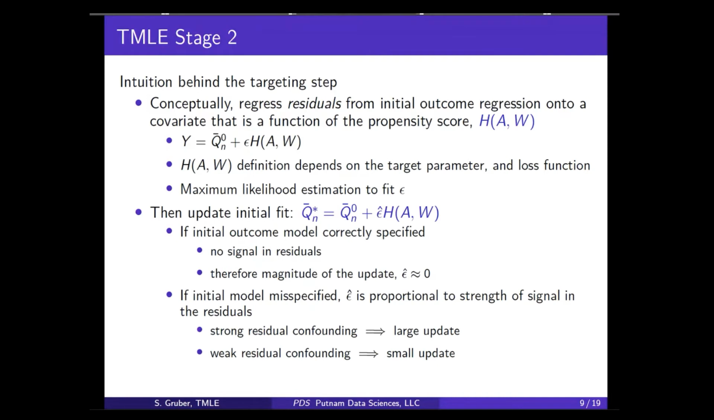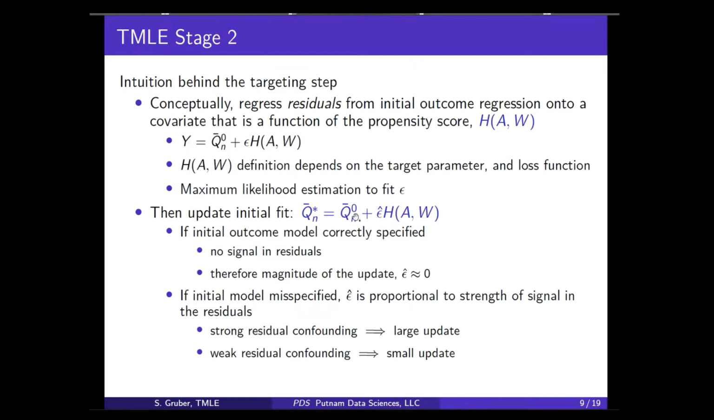But the idea is that we take the residuals and we regress them onto something that's a function of the propensity score. And that is going to give us an opportunity to reduce bias in the ATE estimate. Once we do that regression, we just get a number for epsilon, like 0.01, whatever the coefficient comes out to be. And then we update our initial fit. We say that our new y hats are going to be the old ones plus the epsilon that we got, the 0.01, times the covariate.